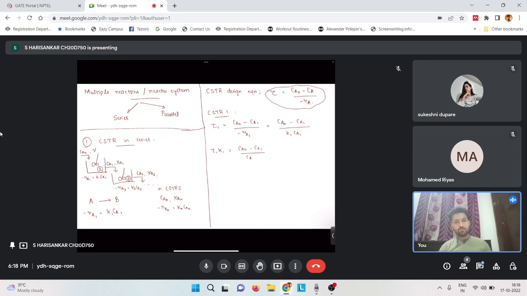Now if we take this Ca1 outside, and if we rearrange this a bit, we can actually write this as Ca1 is equal to Ca0 by 1 plus tau 1 K1.